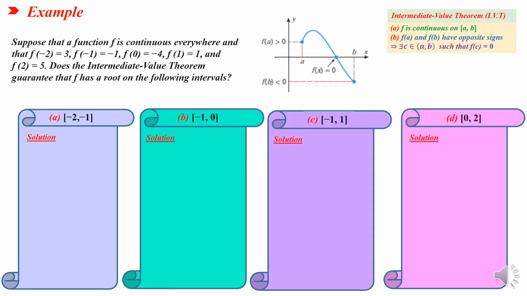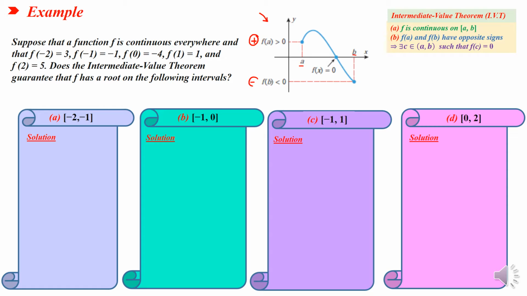Hi everyone, in this video we'll learn the meaning of the intermediate value theorem in a simple way, and we have a very simple and direct question about that. As you see in this graph, we have an interval from A to B, and f of A is greater than 0, which is positive, and f of B is less than 0, negative, because it is on the negative y-axis.